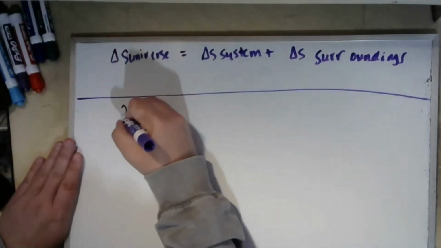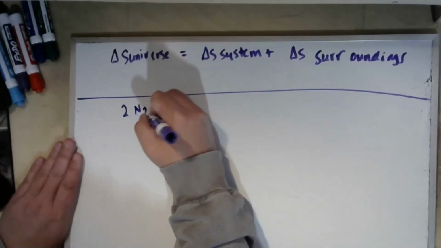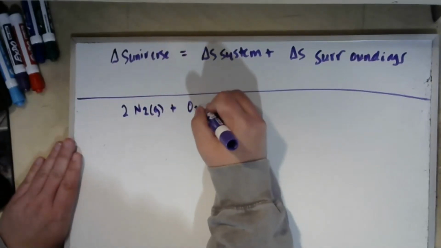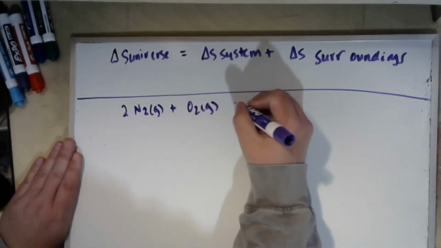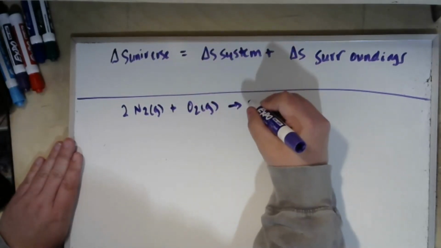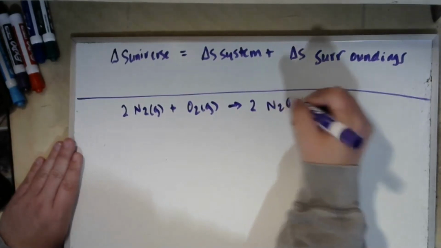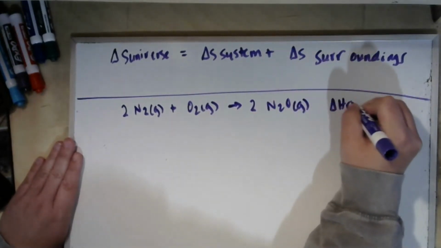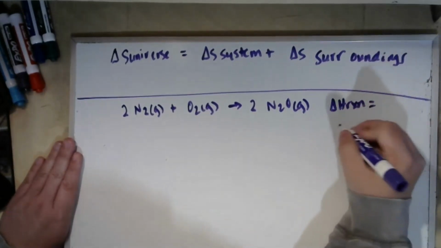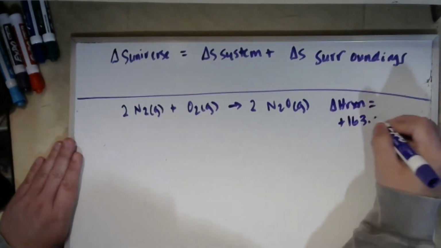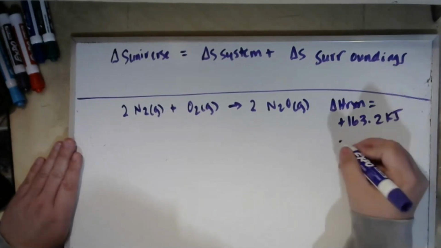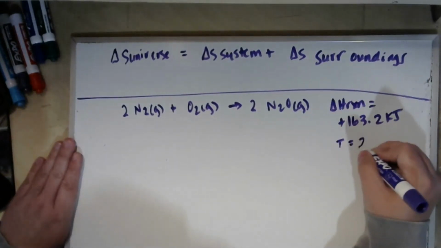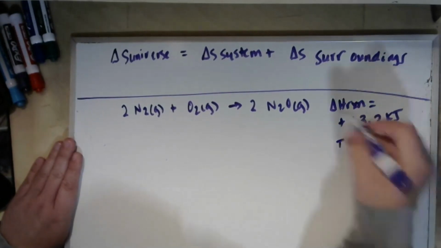So we have 2 N2 gas plus O2 gas gives us 2 N2O. And the delta H of the reaction here is going to be positive 163.2 kilojoules. The temperature is going to be 298 Kelvin again.